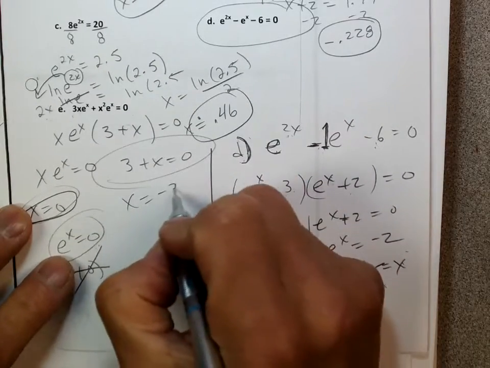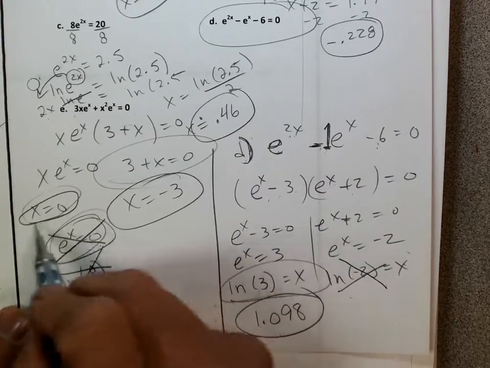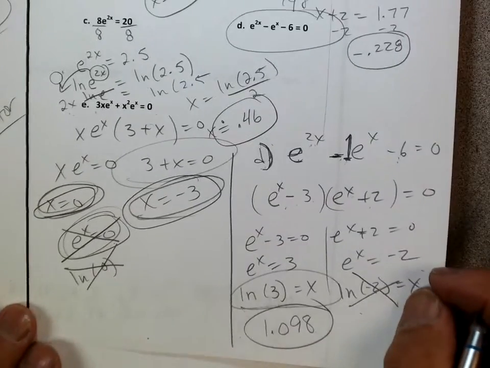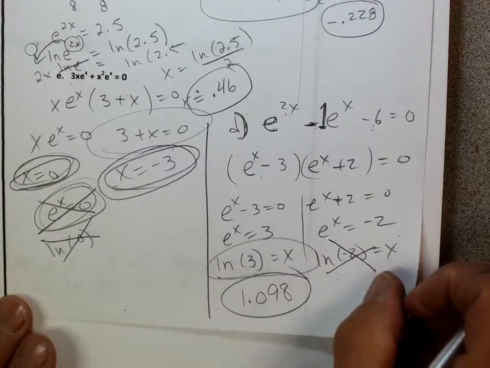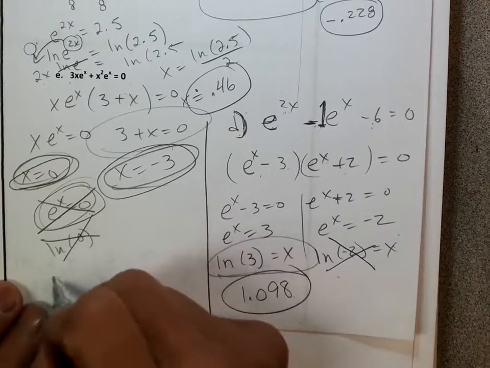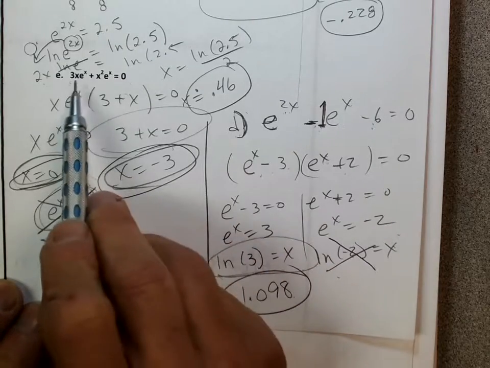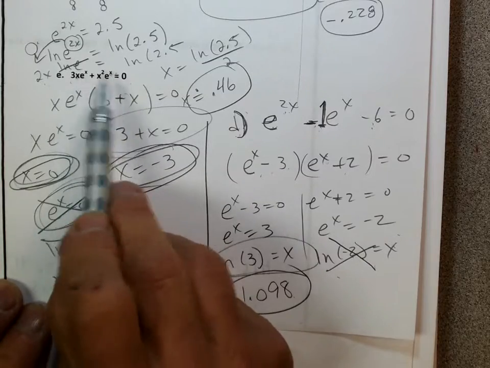X equals negative 3. You guys agree with that? So there's my answer. X can be negative 3.